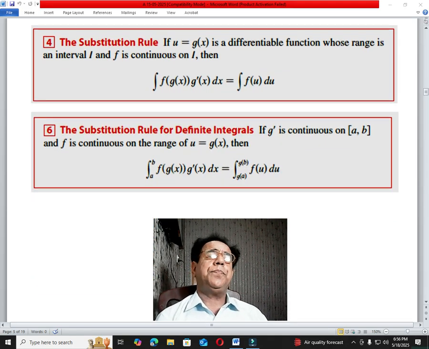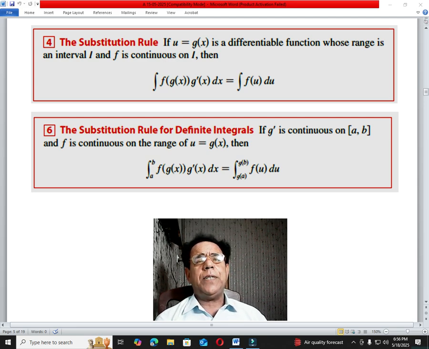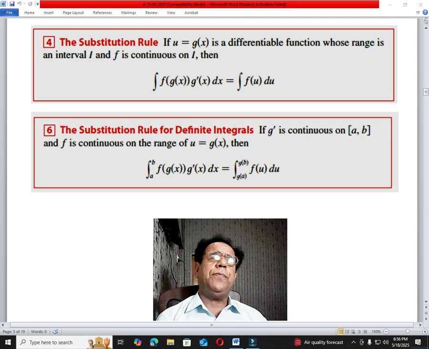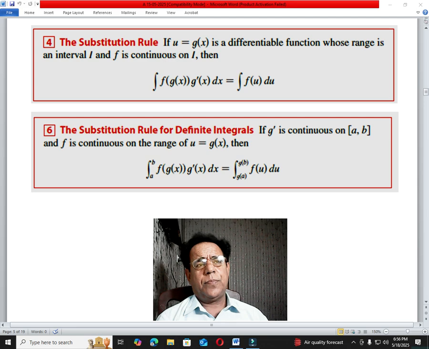This is some detail about the concept of the substitution rule: the substitution rule and the substitution rule for definite integrals. In the case of definite integrals, we are taking limits from a to b, while in the other definition or concept, this limit has not been taken.